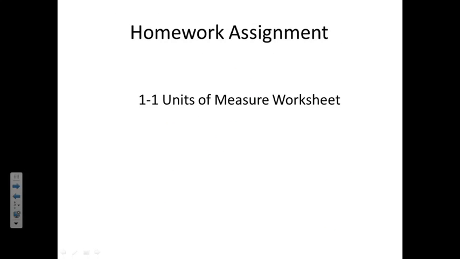So your assignment will be the unit 1 measures worksheet. Good luck.